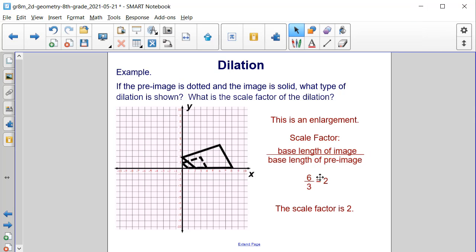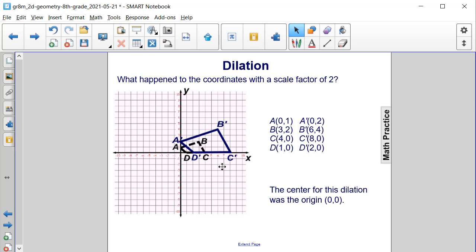And here's the solution to this example. It is indeed an enlargement, and the scale factor is found by taking the base length of the image of 6 and putting it over the base length of the pre-image, which was 3, and that simplifies or reduces to 2. So the scale factor here is 2. And I also noted that you could use any side length and use the distance formula to calculate the distance between 2 points, but since we have a pair of horizontal lines, it's easier to determine the scale factor with them.